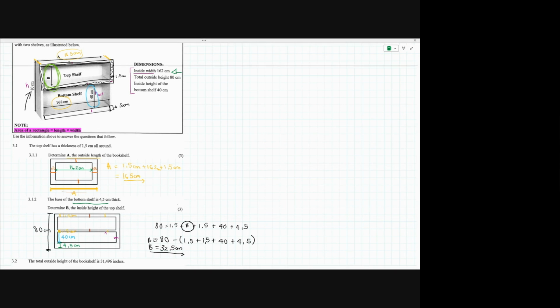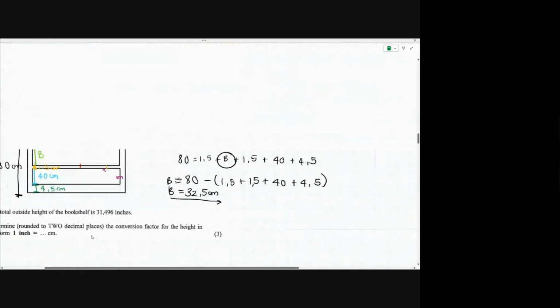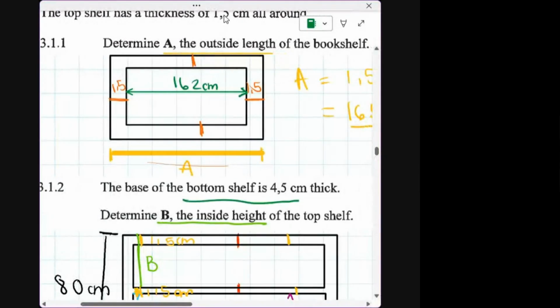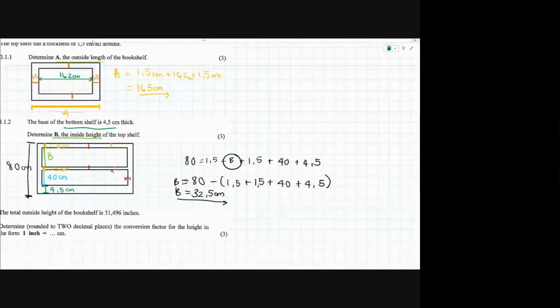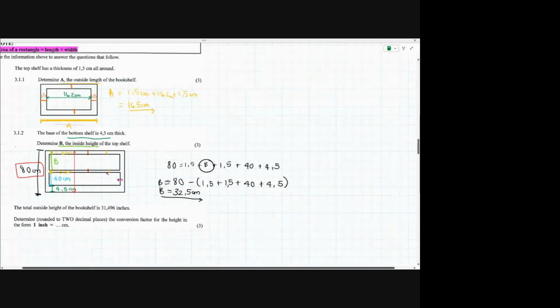And the final thing that I have been asked to find is the inside height of the top shelf, which I'm going to write as B. So what we need to realize is that if we were to add all of these values together, so if I take the thickness of the wood at the top, plus the height of the first shelf, plus the thickness of the wood in the middle, plus the height of the second shelf, plus the base, I must get 80 centimeters. All of those things added together give me 80 centimeters.